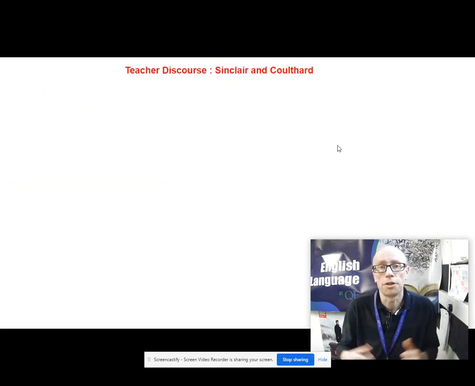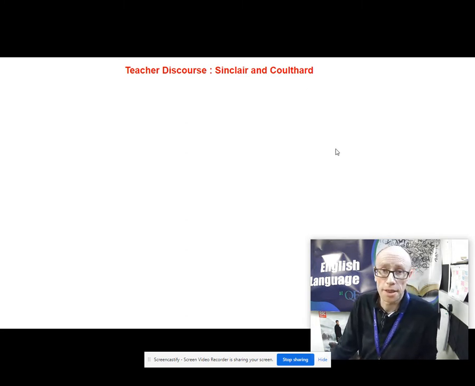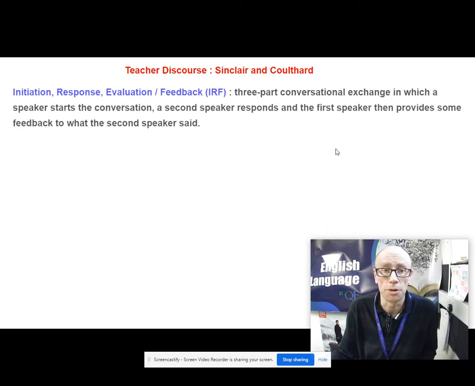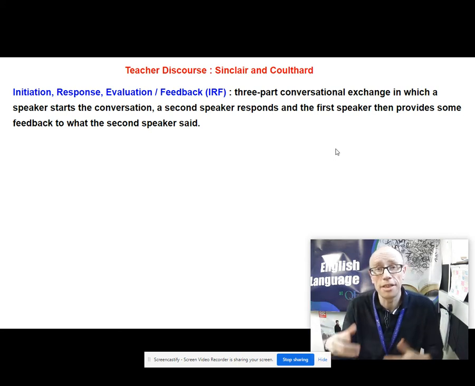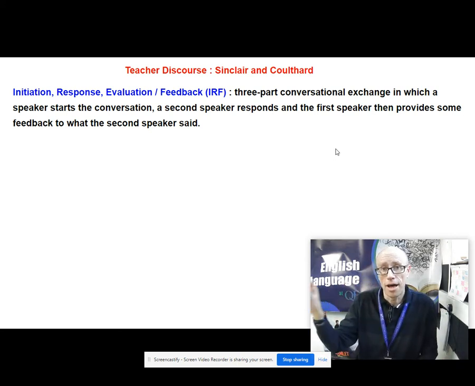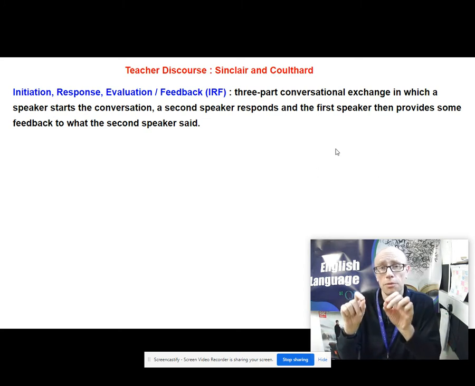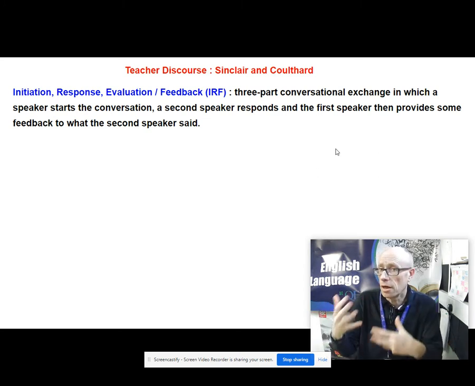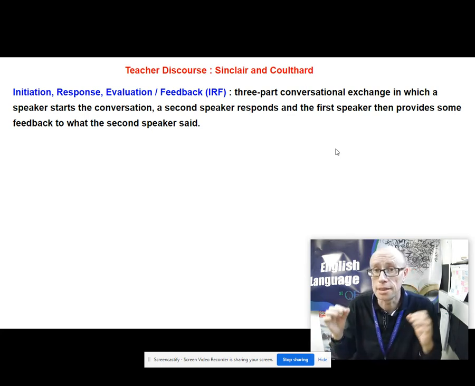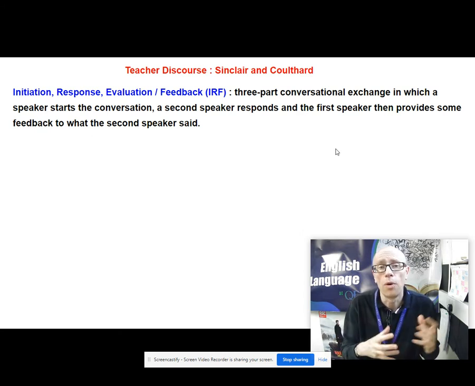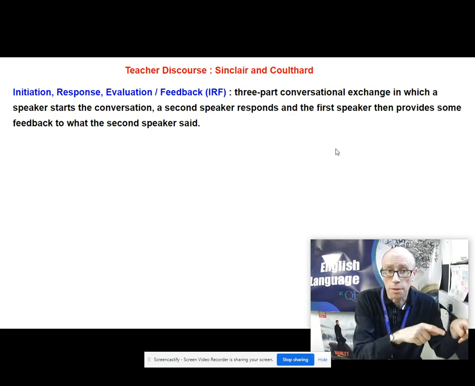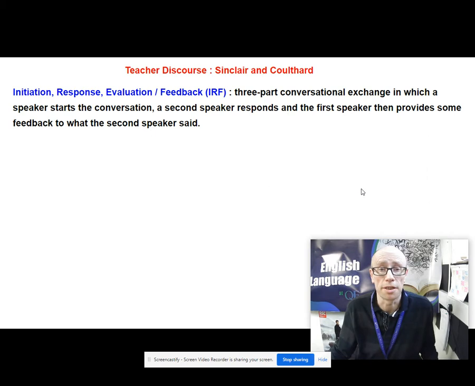Now, obviously, there's been lots of research done into this area. Sinclair and Coulthard had a look at the exchanges that were going on in classrooms, and they called certain patterns of exchanges IRF. Now, this is not the IRA, this is IRF, which stands for Initiation, Response, Feedback. So these are adjacency exchanges that you're expecting to see in the classroom. In this case, it's a three-part conversational exchange where the speaker starts a conversation, a second speaker responds, and then the first speaker provides some feedback to what the second speaker said.